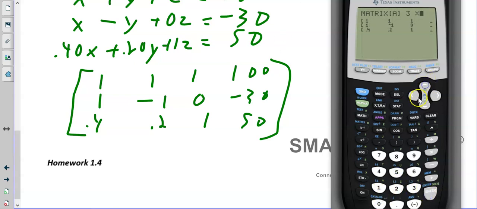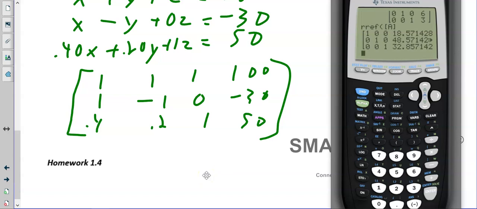I'm going to real quickly check my numbers. 1, 1, 1, 100. 1, -1, 0, -30. And 0.4, 0.2, 1, and 50. Good to go. So I'm going to quit. Come right back in. Go over to math. Up to B. Enter. Tell it to look at A. Now, notice in this one, it does not come out clean.